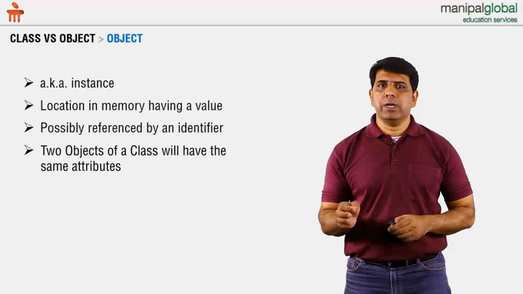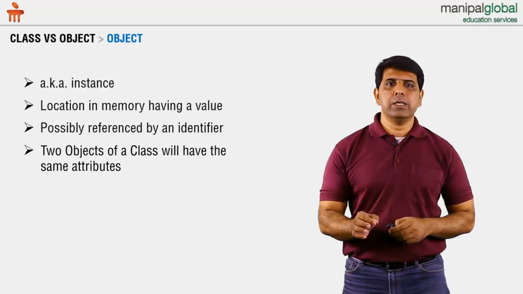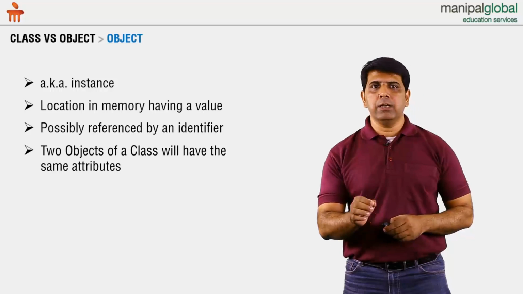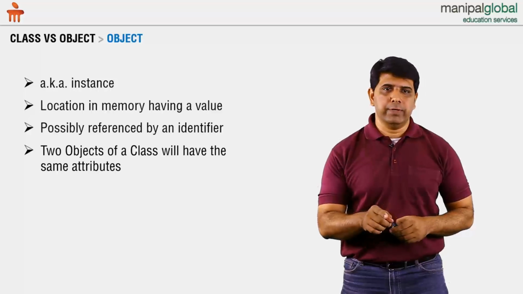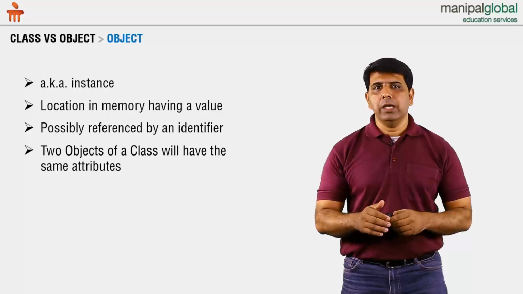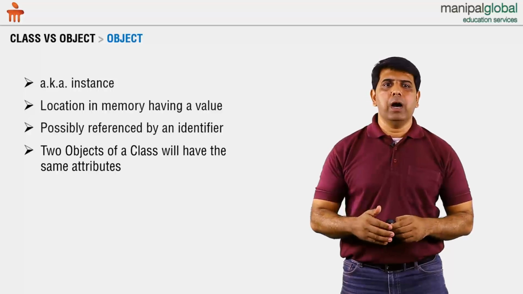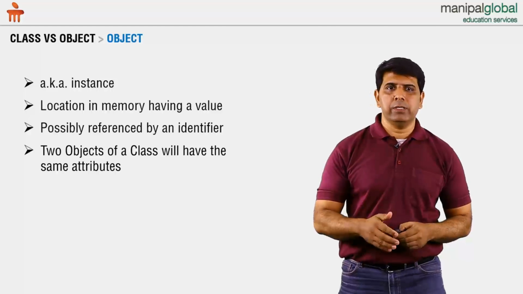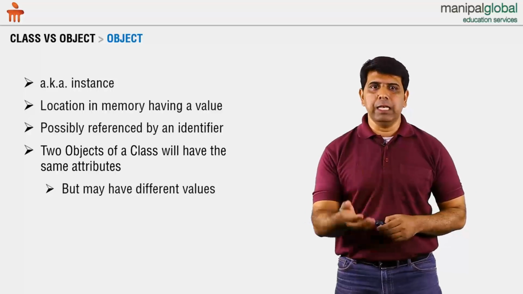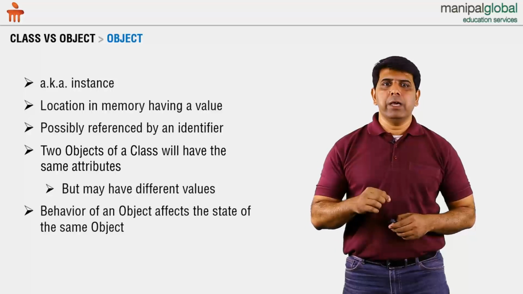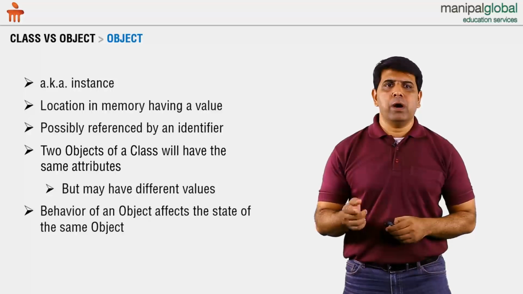Now two objects of a class will have identical attributes and identical behavior, but their values may change. For example, car is a class. Car 1 and car 2 may have identical properties but with different behaviors or different values. Now, behavior of an object affects the state of the same object.